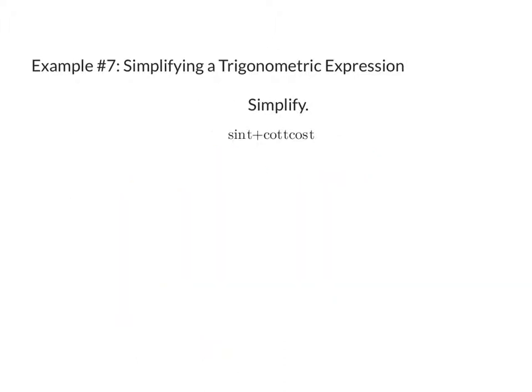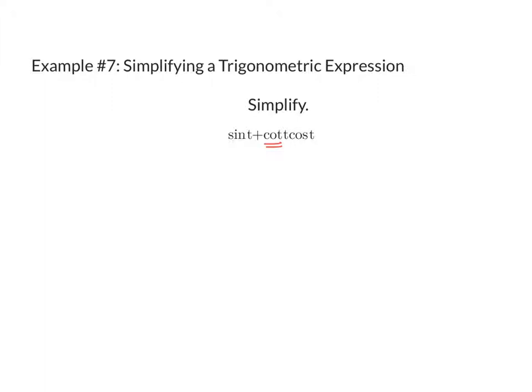Okay, in example 7, we need to simplify sine t plus cotangent t times cosine t. Again, this is one of those situations where we want to rewrite a term if we can to make it simpler for ourselves. I see a sine, a cotangent, and a cosine. Cotangent does not belong. However, cotangent shares a relationship with sine and cosine, and if we rewrite cotangent as a quotient, then we'll have something different.